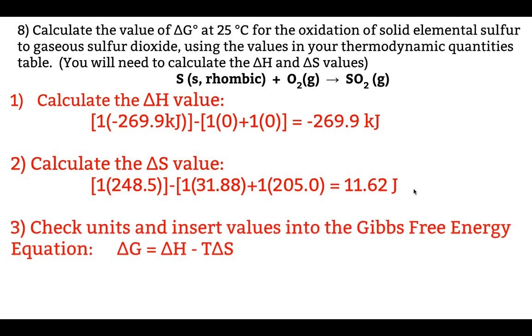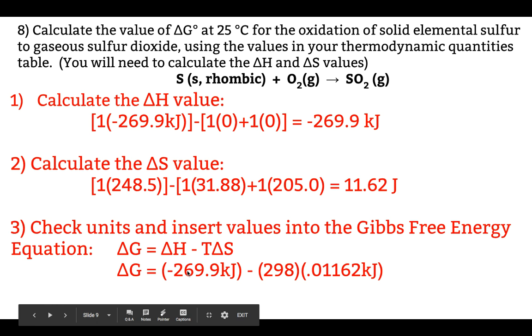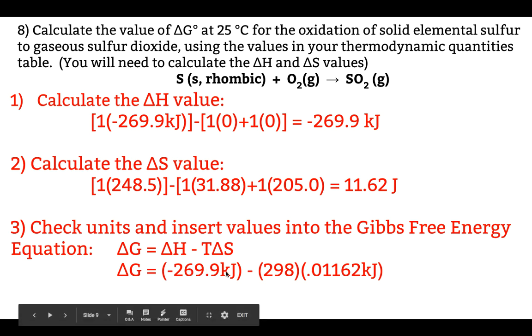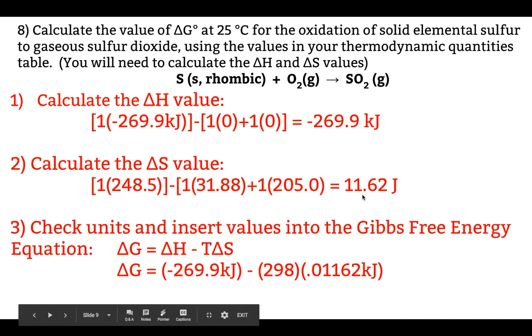So now I'm going to use my Gibbs free energy equation. My delta G is equal to delta H minus T delta S. So I'm going to plug in my values that I just calculated. Remember, my enthalpy was in kilojoules, so I'll keep that value. I was given my temperature in Celsius, so I needed to add 273 to get that to Kelvin. And then the entropy value was in joules, so I converted that to kilojoules by dividing by 1,000. So I moved my decimal over 3 places.